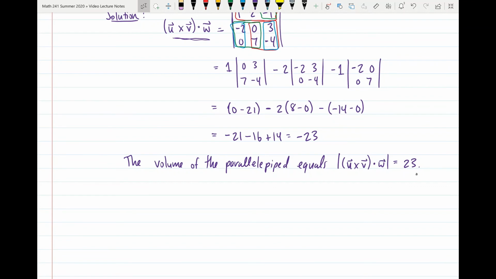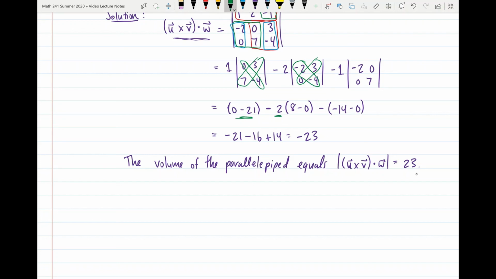And now let's calculate the determinants of these 2 by 2 matrices that are appearing. So first we have 1 times 0 times -4 minus 3 times 7. That'll give us a 0 -21. Then we have a -2 times the determinant of our second 2 by 2 matrix, which is -2 times -4, giving us an 8, minus 0 times 3, which is of course 0.